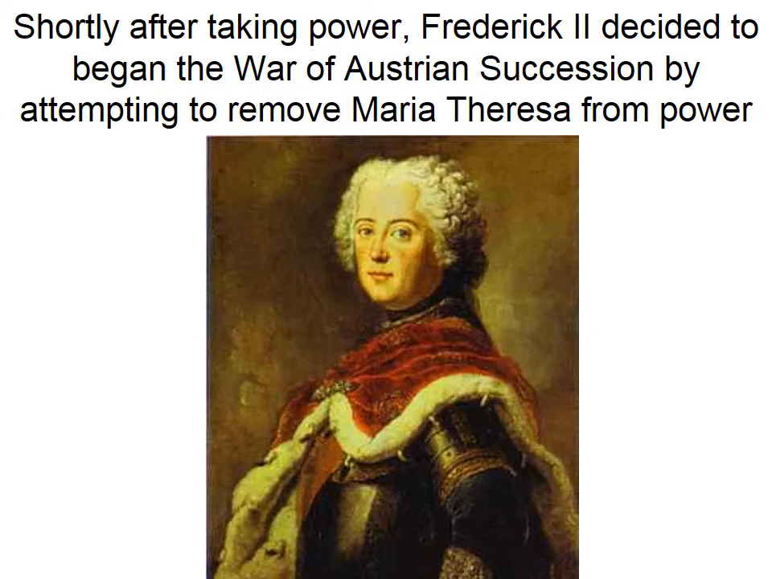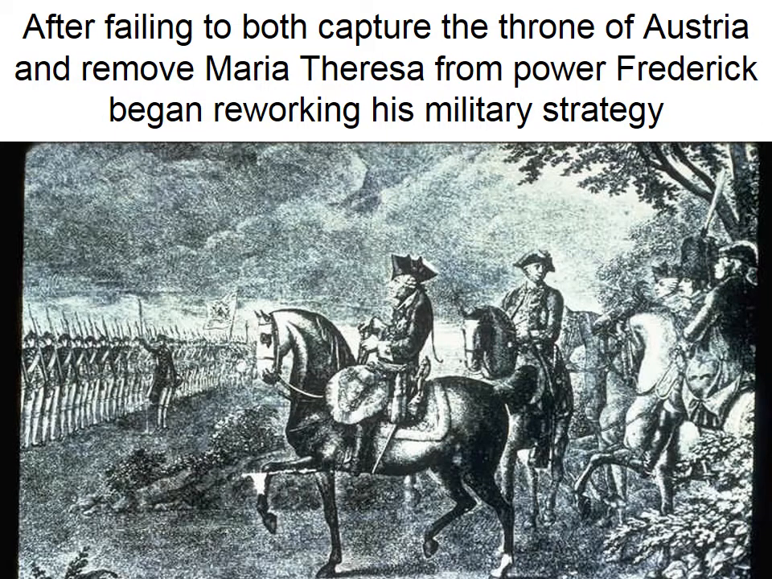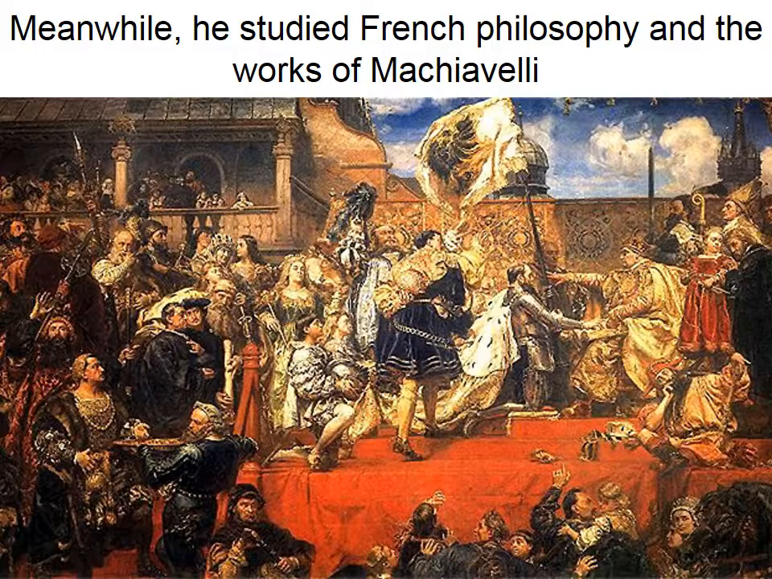After taking power, he decided to begin the War of Austrian Succession, which we learned about in the other PowerPoint. His whole goal, obviously, was to try to remove Maria Theresa from power. So really, his father's strict guidelines had wound up creating him into a pretty strong and powerful ruler. Of course, we know that it was a failure for Prussia. He was not able to take the throne of Austria. He was not able to remove Maria Theresa from power, so he started to rework his military strategy.